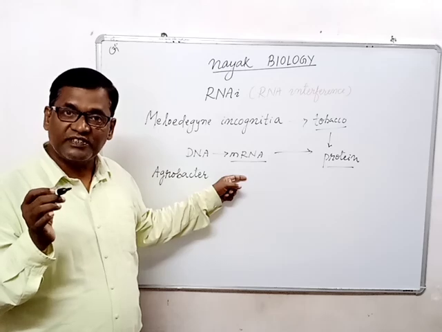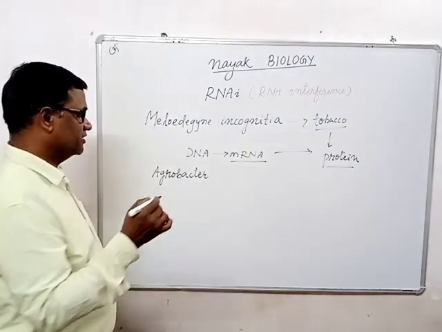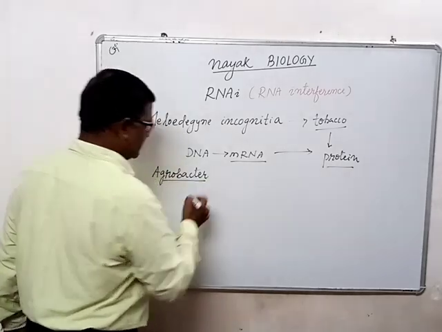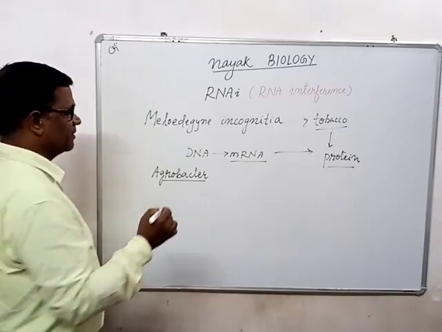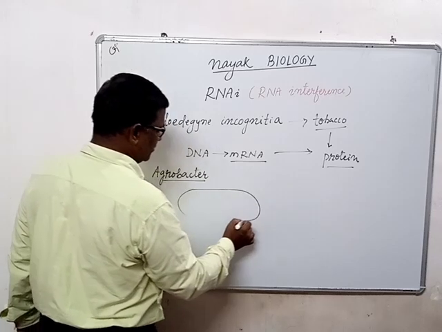We have to stop this mRNA by forming the double-stranded RNA. Then how is it possible? Now we will take a bacteria that is called Agrobacterium. For your clear information, you have to know that Agrobacterium is genetically engineered.